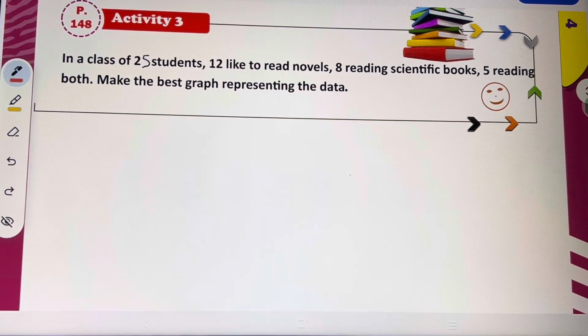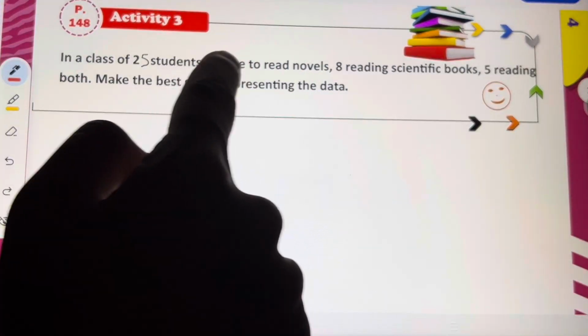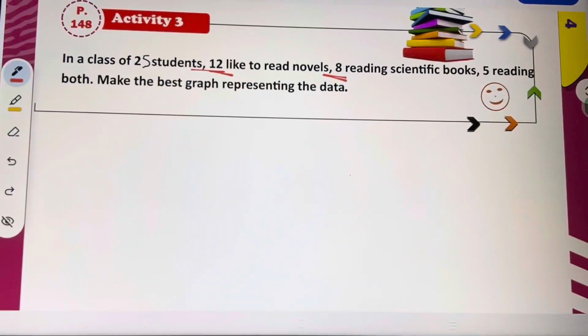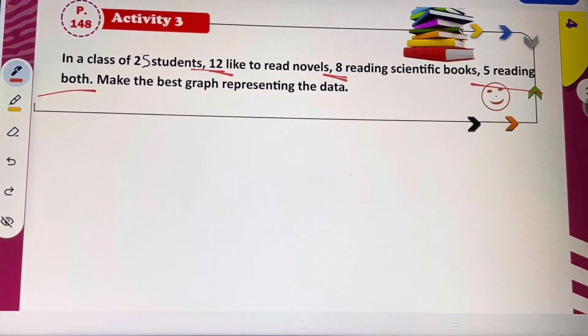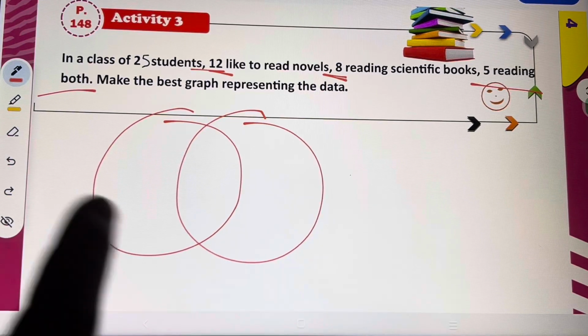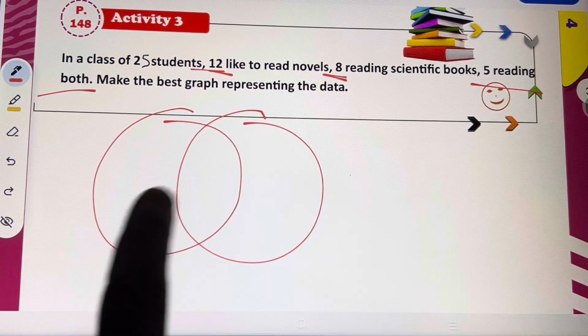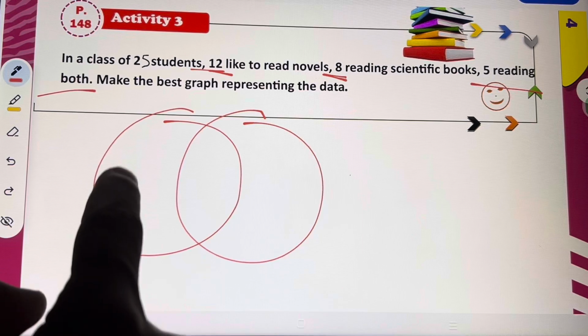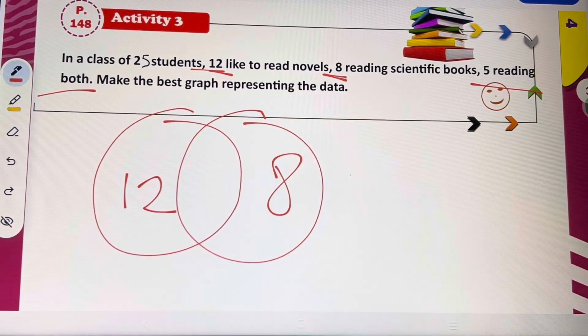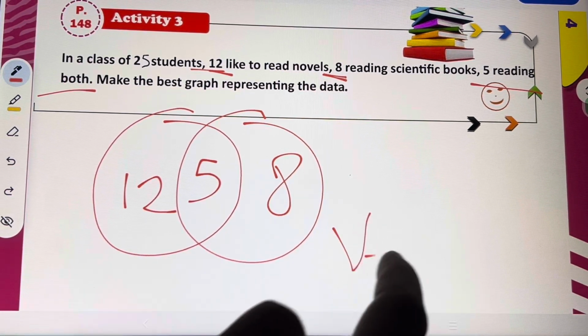In a class of 25 students, this is the total number of students, 12 of them like to read novels, and 8 read scientific books, and 5 read both. So make the best graph representing the data. We said we're going to use a Venn diagram so that we can have something in common between them. So in here I've got 12 who like to read novels, and 8 who like scientific books, while 5 like both. So what did I use? I used a Venn diagram.